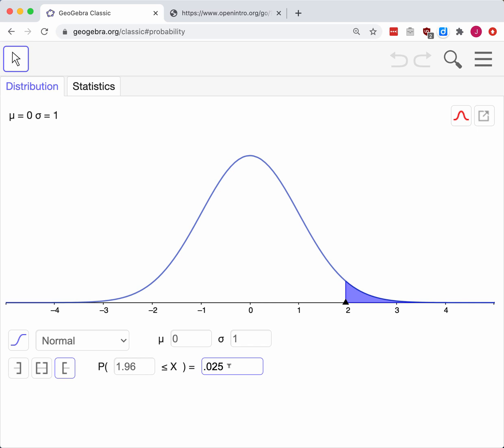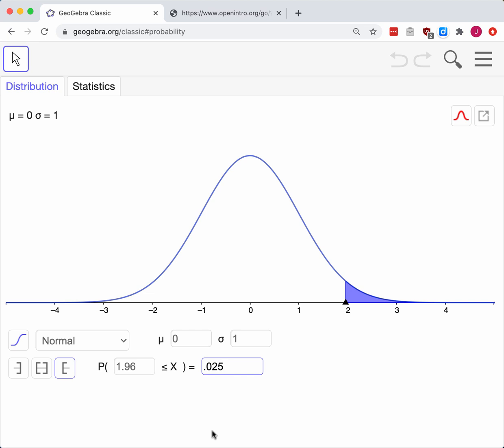So 2.5% on the left and 2.5% on the right leave 95% in the middle. So the cutoffs for that 95% are 1.96 and then also negative 1.96 on the other side. So for a 95% confidence interval, 1.96 is your critical value.